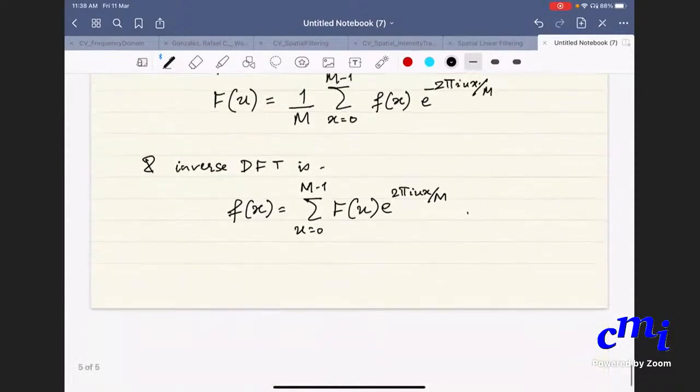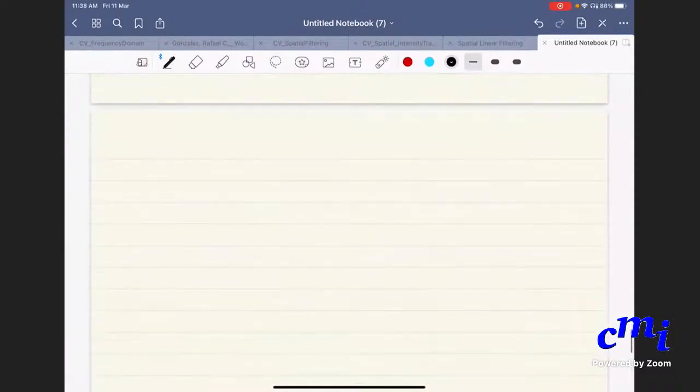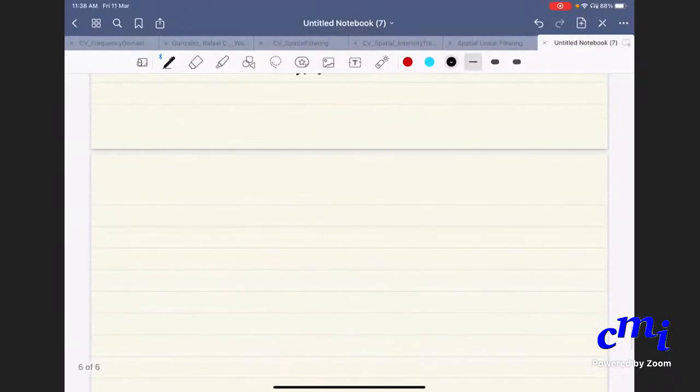Okay, so let's do a small example of applying DFT and inverse DFT, just to get a handle over these ideas.